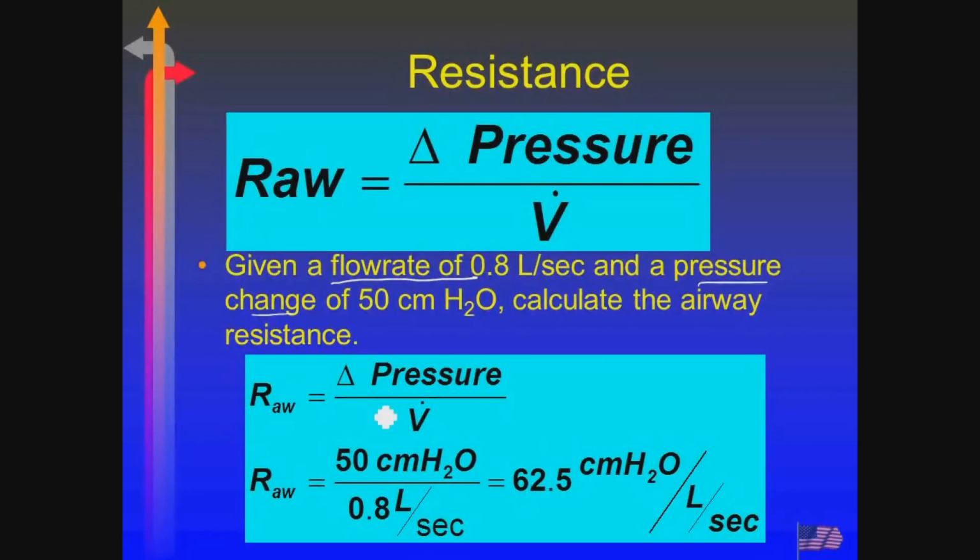You probably don't remember this, but the normal value was something like 0.5 to 2.5 centimeters of water per liter per second. So in this case, we have a profound airway resistance problem. And we could think back to Poiseuille's law as far as what could be causing that problem. Maybe the tube's too long. Maybe the gas is too viscous.